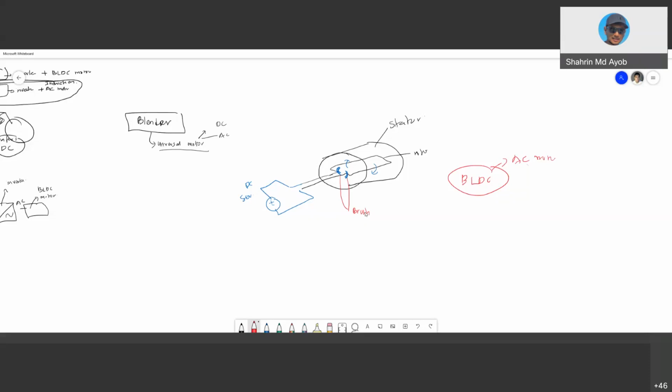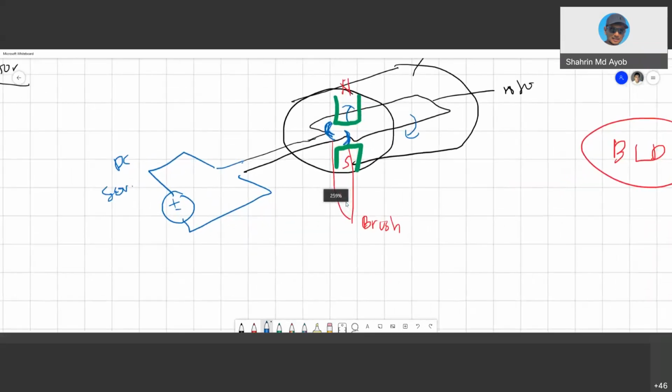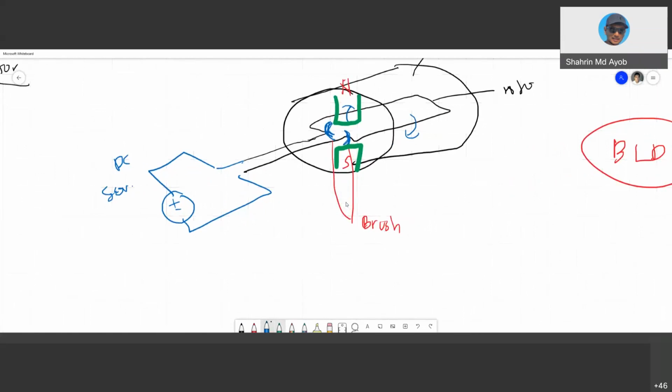If you look, we have a stator and we need to have poles, a north and south pole, to produce flux. Flux will flow from north to south, and it depends.